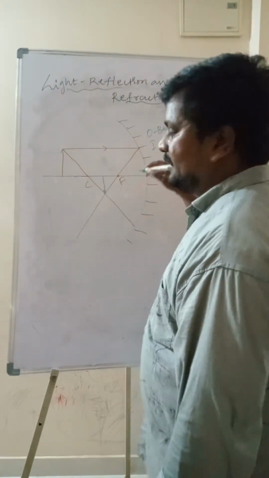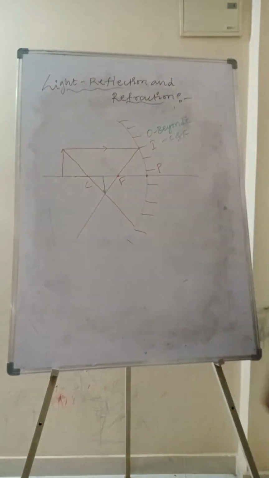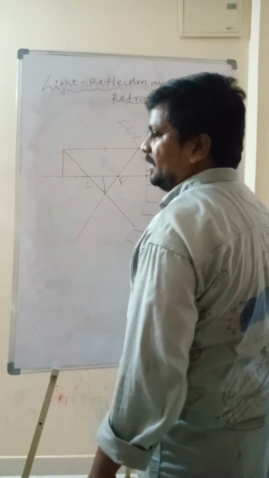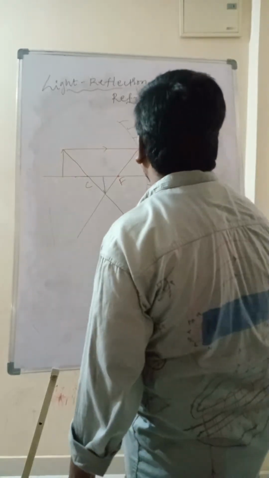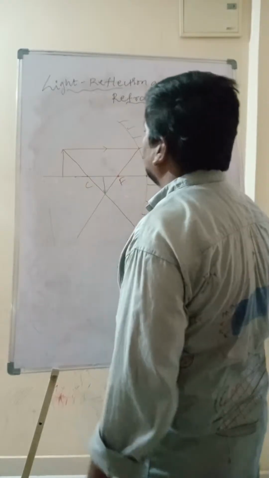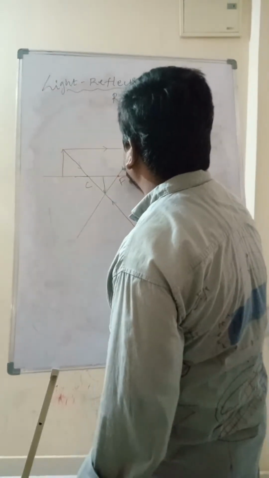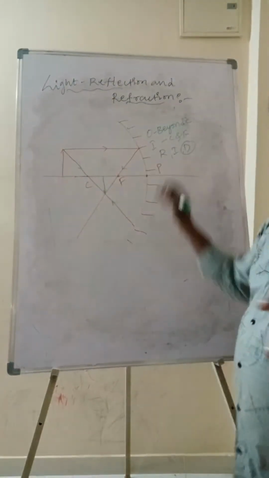What is the nature of the image? Real and inverted. Real, inverted and diminished. Here the image is formed real, inverted and diminished. And okay, so this is one direction. Directions are very important. I hope it is very clear now.